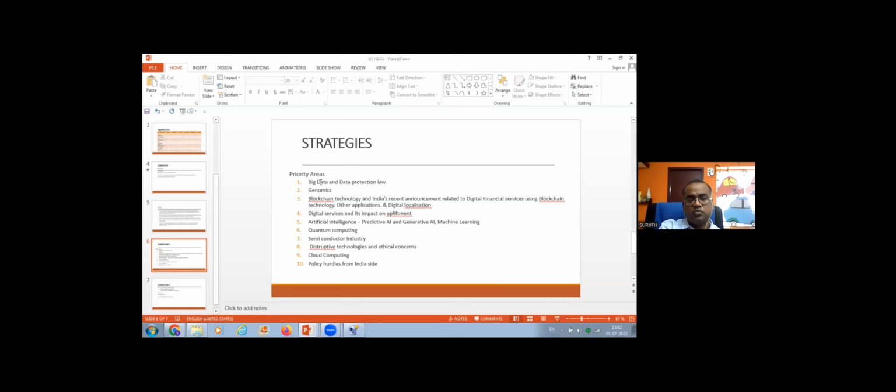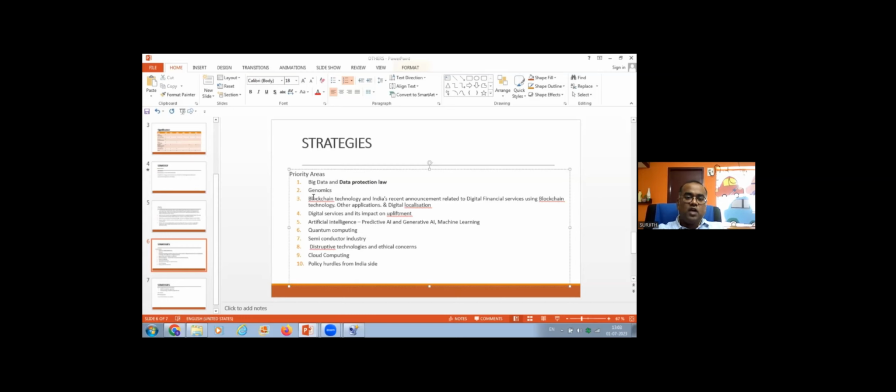The first one is big data and the data protection law. The government is giving many priorities to data protection law, so you have to prepare this particular area. There is another area called genomics. There are so many developments happening on genes, and you have to focus on this particular area. This is an emerging area in biotechnology.